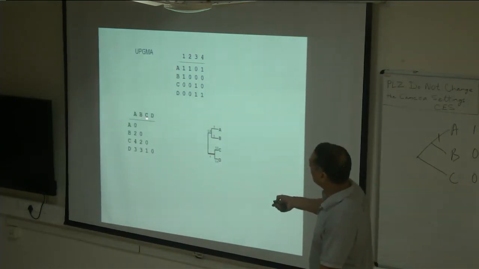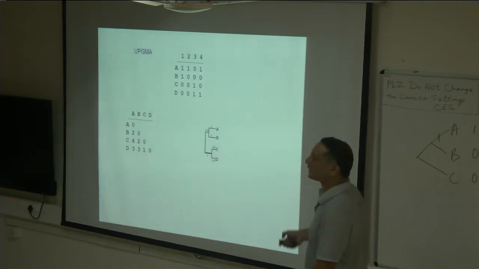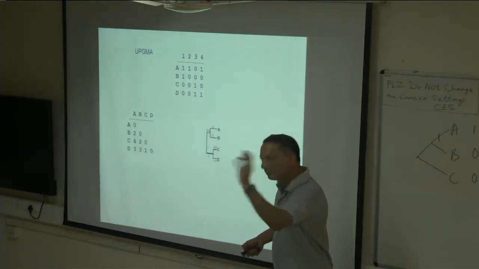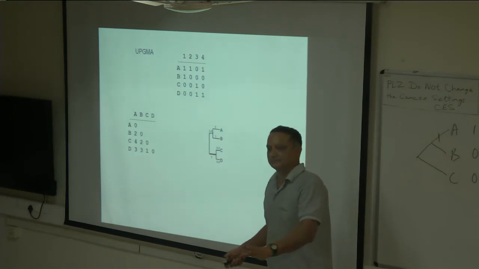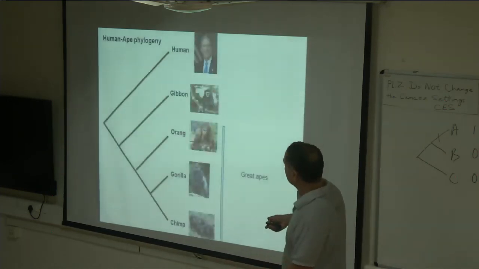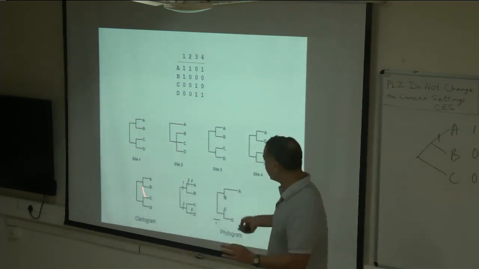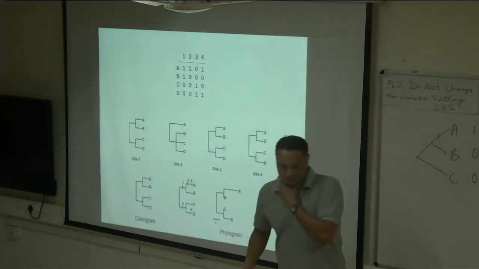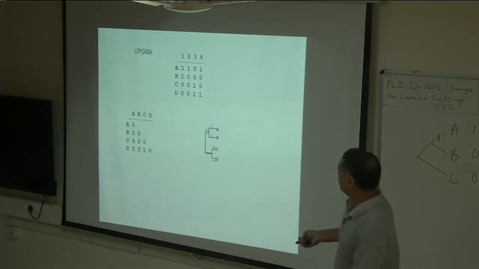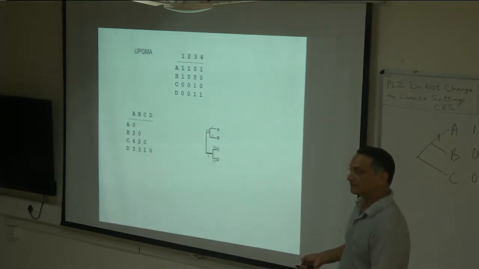Whereas what UPGMA is doing is taking all these characters and turning it into a number. But here we are looking at each and every character separately, mapping it onto the tree and then coming up with the most parsimonious tree. Okay. Any other questions?